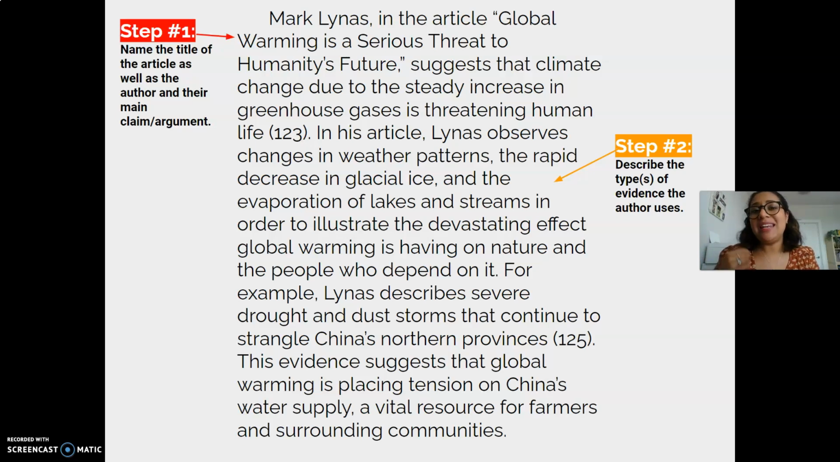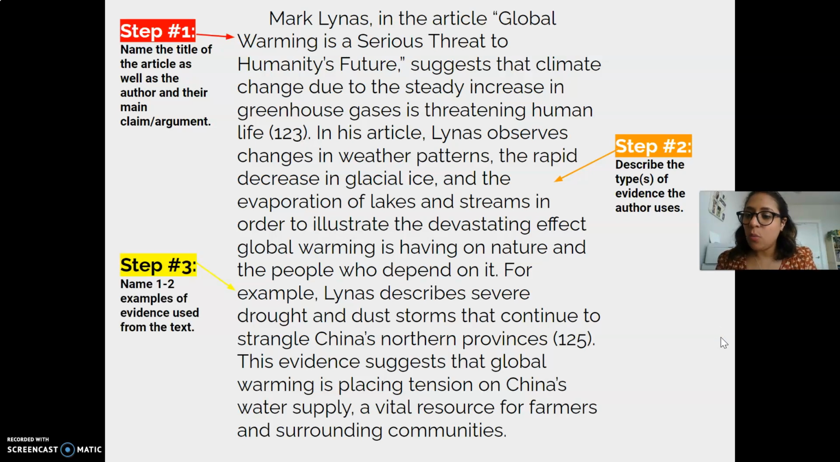So it's not enough to just name the type of evidence. You have to also explain why the author uses that type of evidence. Let's move on to the next sentence. For example, Linus describes severe drought and dust storms that continue to strangle China's northern provinces. Okay, what is the writer doing now in this third sentence? If you thought to yourself that the author is naming 1 to 2 examples of evidence used from the text, then you are correct.